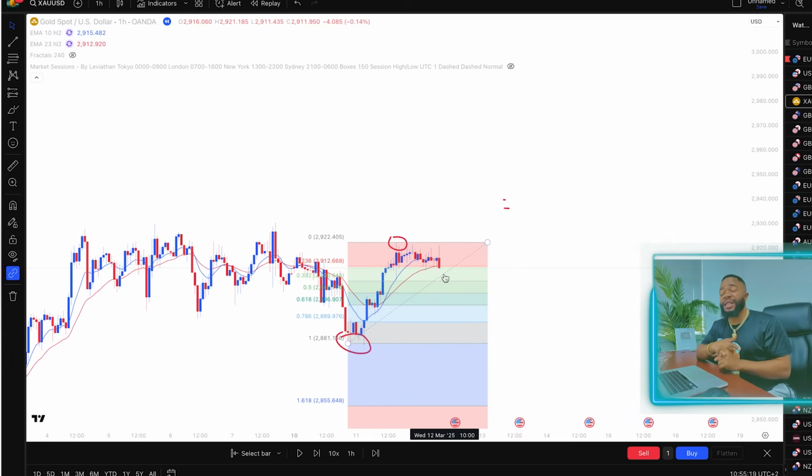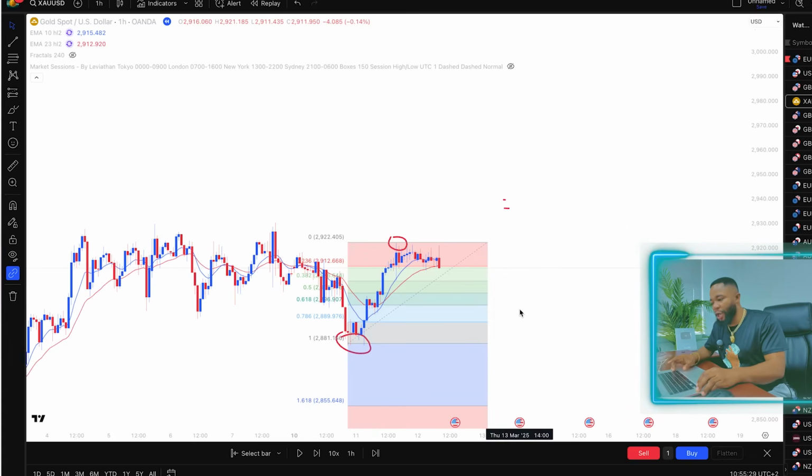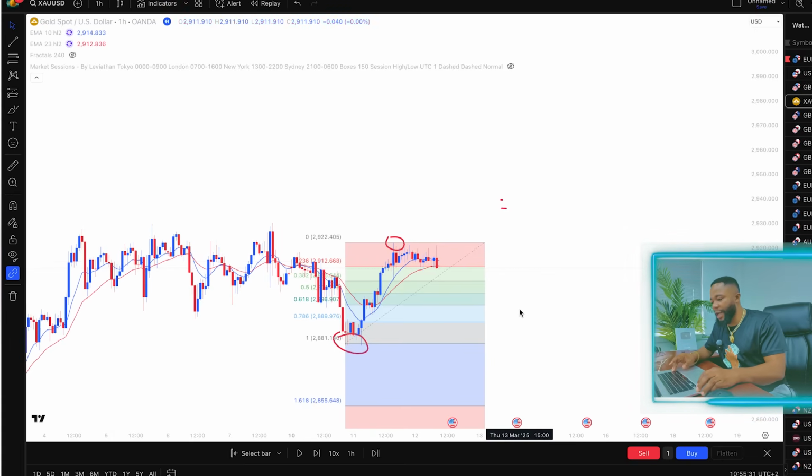Remember, I've already used Patrix Pro to confirm that the market is buying on the 4-hour time frame. On the 1-hour time frame, I'm looking for a buy opportunity. So that's why I'm using this tool to be able to look for that buy opportunity. So let's continue our replay to see what happened after that.